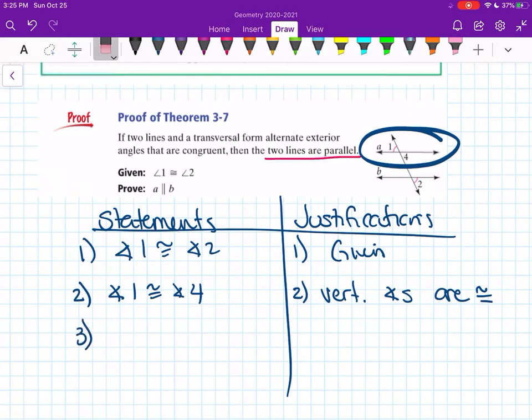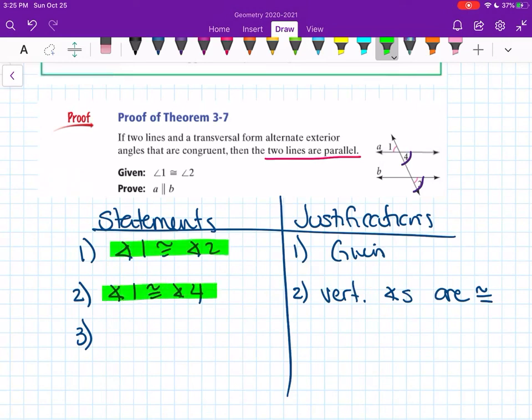Then, what do I know about angle 4? So I've included angle 4 in the mix. If I look at angle 4, we already know its relationship to angle 1, but do we know that angle 4 and angle 2 are congruent? Well, I in fact do know they're congruent because they're both congruent to angle 1.